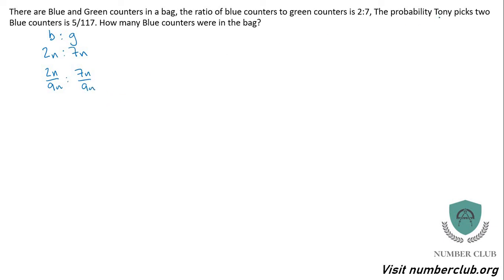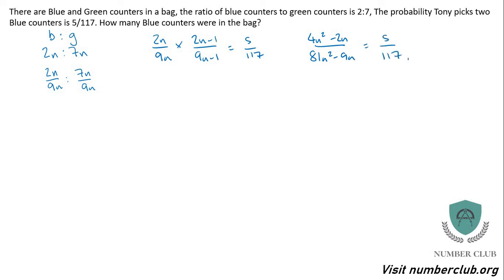Alright, the probability that Tony picks 2 blue counters in a row is 5 out of 117. So quite a crazy number, this one. So probability of picking 2 blues. First up, write down the probability of picking a blue, multiplied by the probability of picking a blue on your next go, which would be 2n minus 1 over 9n minus 1, which is going to equal 5 out of 117. Tidy this up by multiplying out. We'll get 4n squared minus 2n over 81n squared minus 9n is equal to 5 over 117.